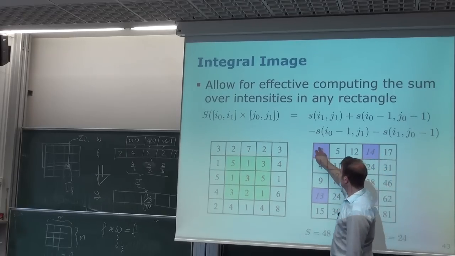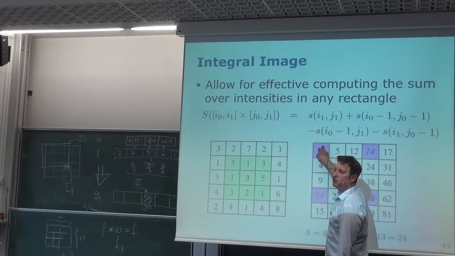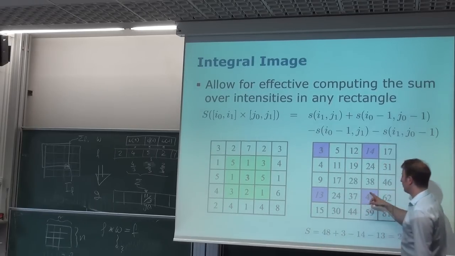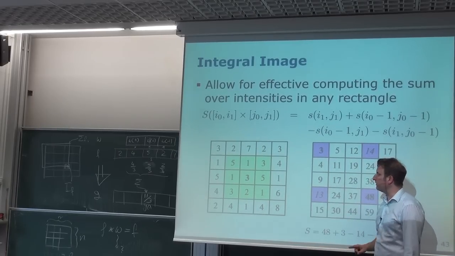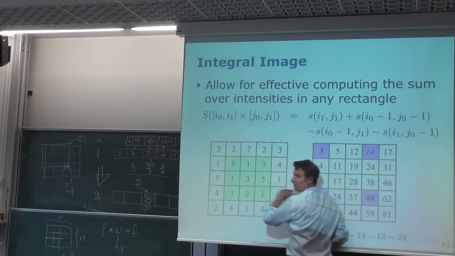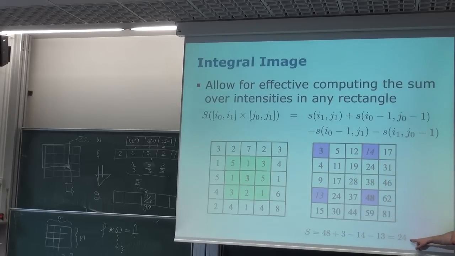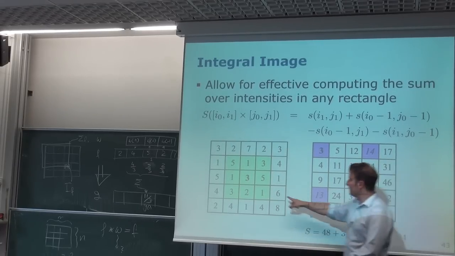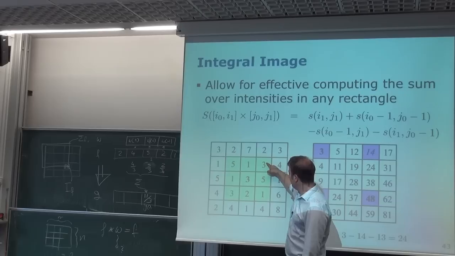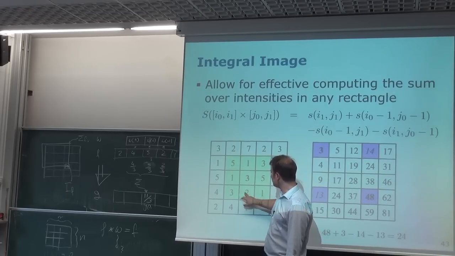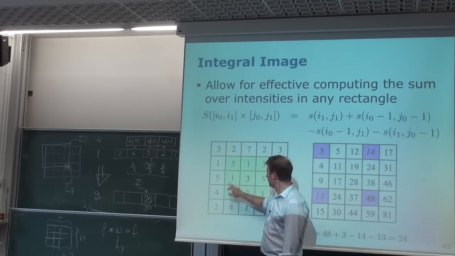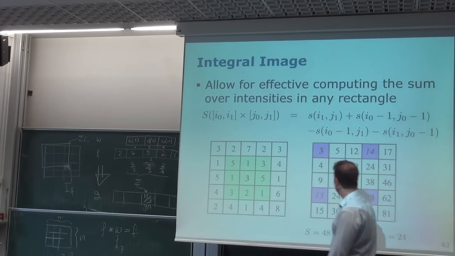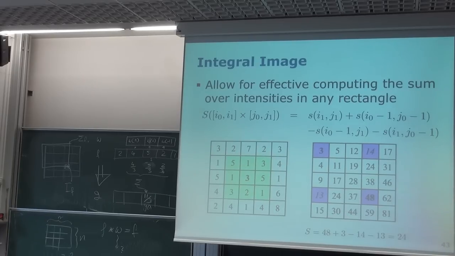The only problem is that this block over here I've now subtracted twice. So I need to add that again. By computing this element plus this element minus this element minus this element, I obtain the sum of elements in this green area, as you can see by this computation. So the sum is 24. 1 plus 5 plus 3 gives me 9. 2 plus 3 plus 1 gives me 6. And 5 plus 1 plus 3 gives me 9, which in sum is 24.